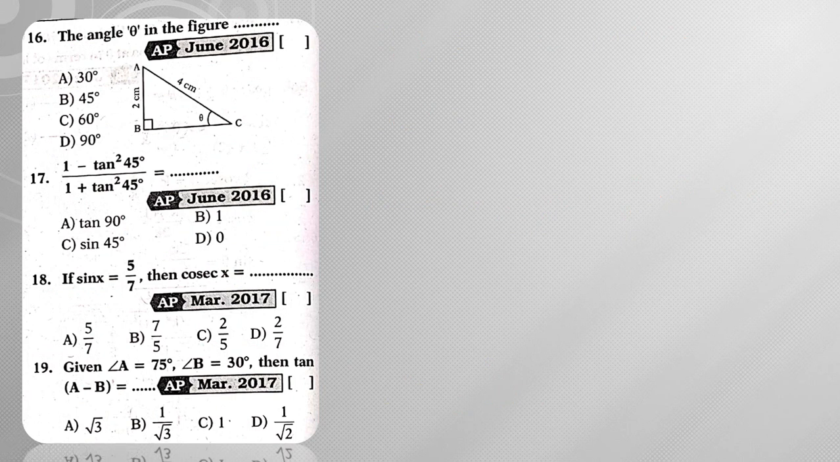Next, the angle theta in the figure. If you observe this angle theta, to this angle theta, this 2 centimeters is the opposite side and this 4 centimeters is the hypotenuse. So when opposite and hypotenuse are given, we can directly apply sine. So sine theta is equal to 2 centimeters by 4 centimeters, which is nothing but 1 upon 2. So sine, when will you get 1 by 2? It is nothing but at sine 30 degrees. Hence the value of theta is 30 degrees.